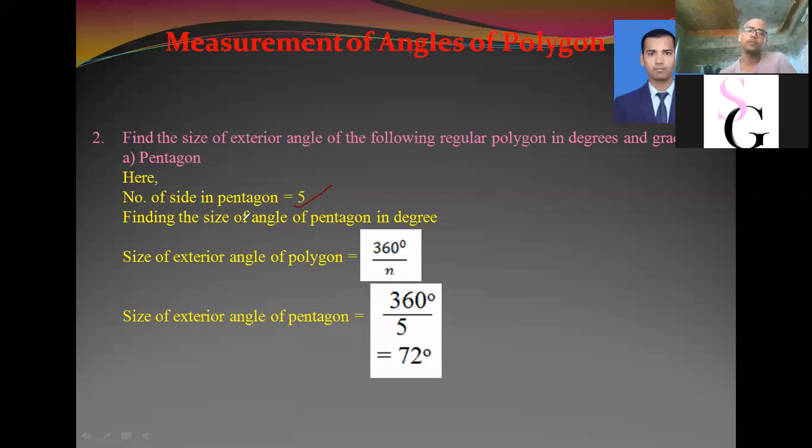In the same way, we are finding the size of the exterior angle of the pentagon in degree first. So the size of the exterior angle of a polygon is equal to 360 degree by n.